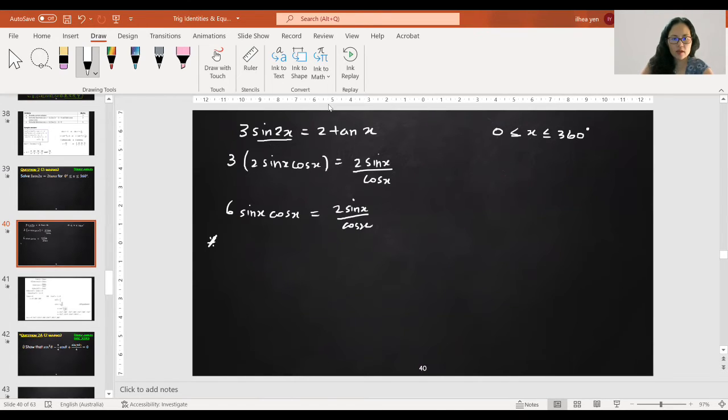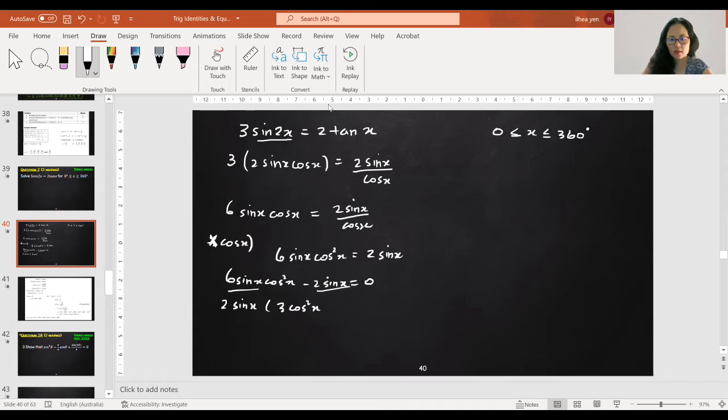But then I'll times by cos x on both sides. I'll have 6 sin x cos²x equals 2 sin x. And I'm going to move this one over: 6 sin x cos²x minus 2 sin x equals 0. 2 sin x is my common factor, and I'm left with 3cos²x minus 1 equals 0. All right, so I've got 2 cases: 2 sin x equals 0 or 3cos²x minus 1 equals 0.